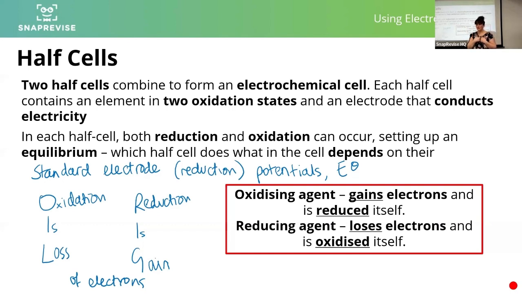I know it's a long way around and you might prefer to just memorize it, but by doing that, I've left space in my brain to memorize something else. And similar for reducing agent. A reducing agent is going to reduce something else. It causes something else to gain electrons by losing electrons and giving that thing electrons. So it itself is oxidized.